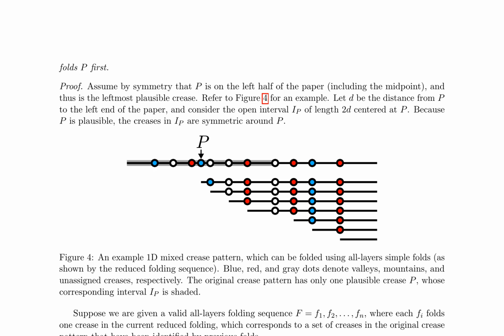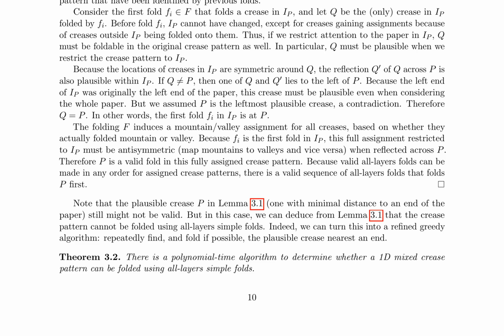Theorem 3.2 follows, stating that there is a polynomial time algorithm to determine whether a 1D mixed crease pattern can be folded using A-layers simple folds. The algorithm's correctness relies on the notion of plausible creases and the properties of symmetric crease patterns. The reduction to a shorter line segment with fewer creases enables the greedy algorithm to succeed in the fully assigned and fully unassigned cases. However, the mixed case requires a more nuanced approach, which the refined greedy algorithm provides.